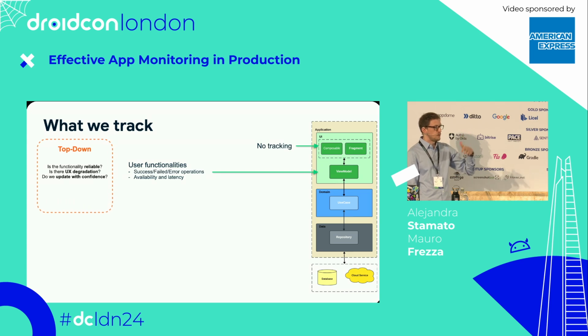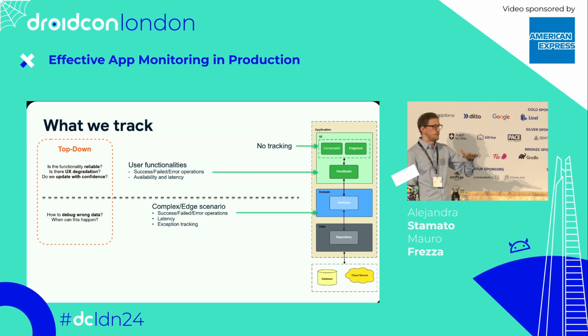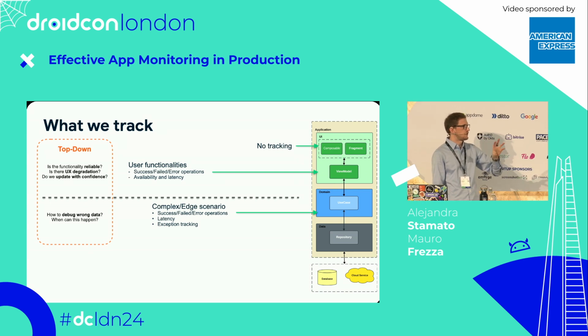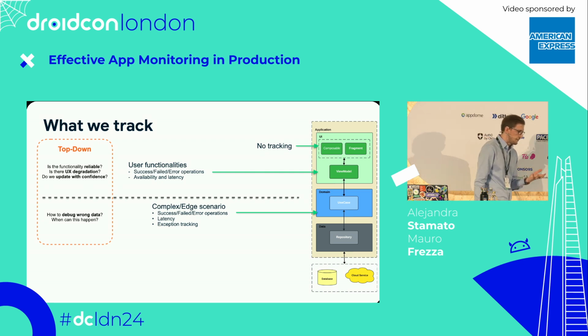And so we move down a layer, we go into the domain. If we have domain logic and it's complex, we're going to start tracking there. So we're going to start tracking availability and latency as well, but also any kind of exception that we don't expect to happen, but it could occur. Maybe the API can throw an exception, but we don't know exactly when. And so we want to monitor it and see how often and how impactful it is. And so we can debug where this wrong behavior comes from.